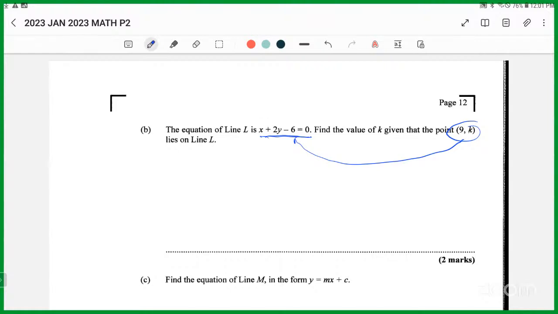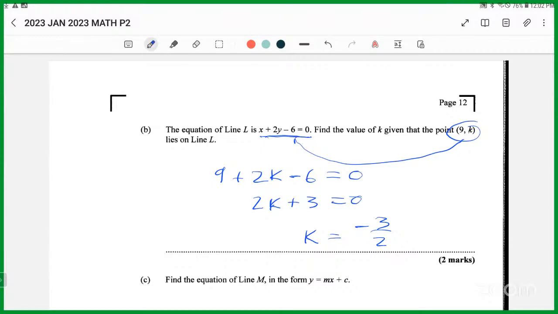If you know the x value is 9, I'm going to put 9 plus 2 times the y value, which is k, so 2 times k, minus 6 equals 0. I've placed the coordinates in the equation. The point is on the line, so it satisfies the equation. Solving this for k now: 9 minus 6 is 3, so we have 2k plus 3 equals 0. Transpose the 3 and divide by 2. You must say that k equals negative 3 over 2.